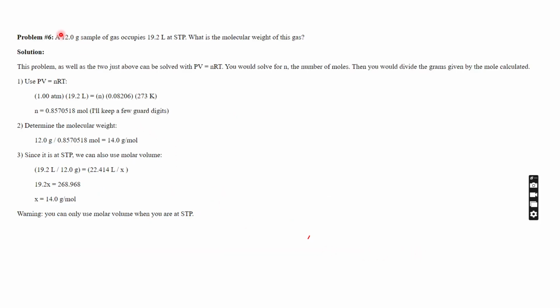Now the next problem: 112 gram sample of gas occupies 19.2 liters at STP. What is the molecular weight of the gas? So for this problem, PV equal to nRT, we will get n from there by substituting the values. If you know the molecular weight, the number of moles is mass divided by atomic mass. Since it is STP, 19.2 divided by 12 gram is equal to 22.414 divided by x, then you will get how many grams are present in that.